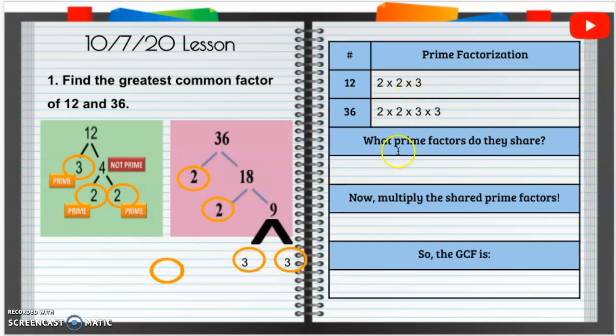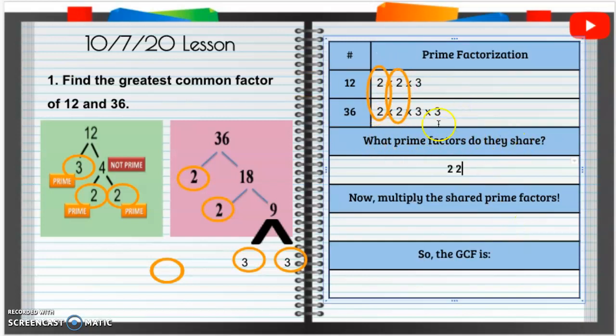Now, which prime factors do they share? Do they share a 2? Yes, they do share a 2. There we go. So I'm going to put down a 2. That's it, just one of those. Do they share another 2? Yes, they do. They share another 2. So I'm going to put down another 2.